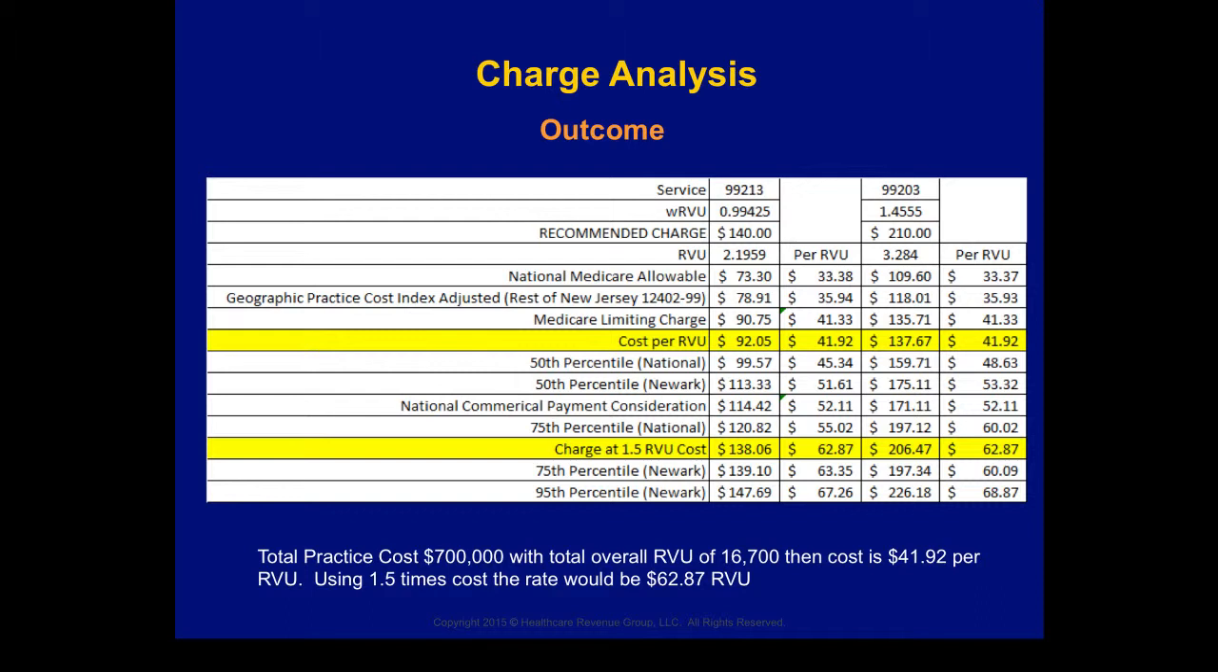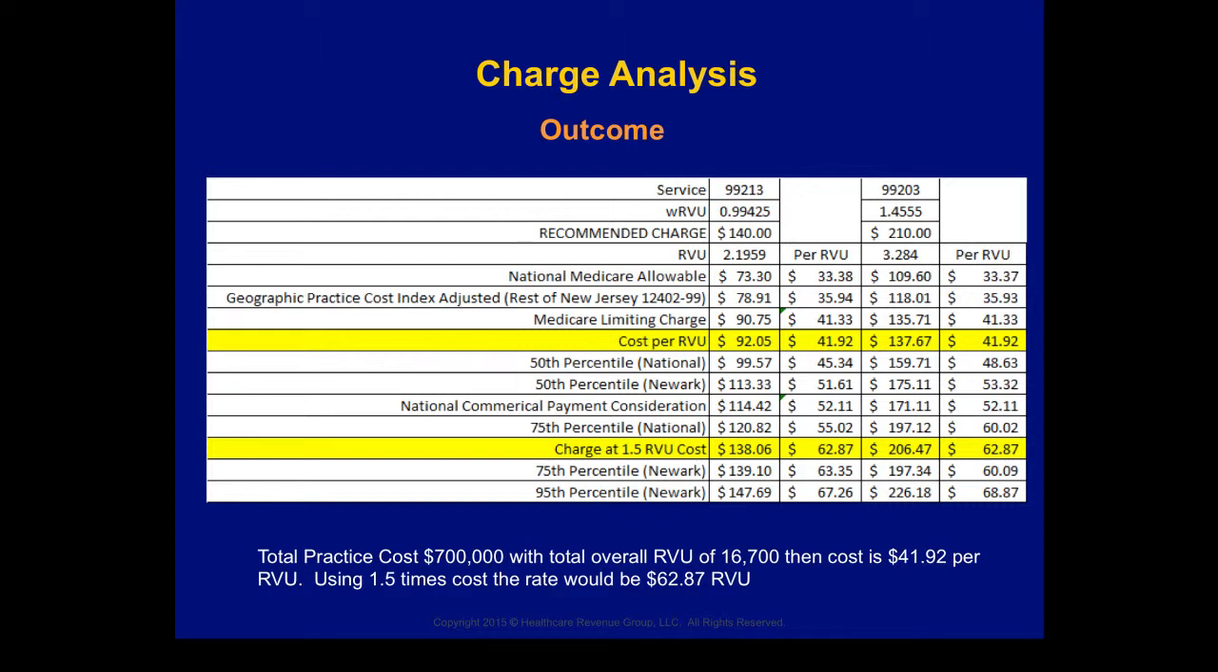My national payment consideration is 171 on a level 3 new patient. At 210, my recommended charge up here, or even at 206, I'm above my 171, so I know I'm going to be able to capture all the money from those payers. So I could argue that I should be at 210 to 226, give or take a few dollars in there.